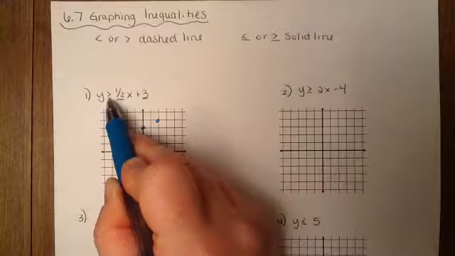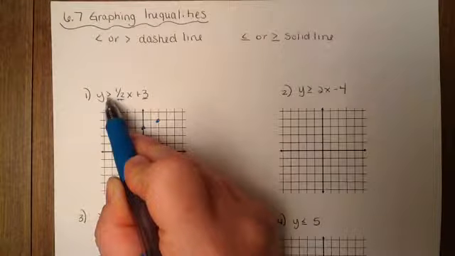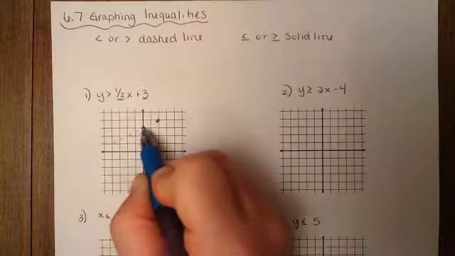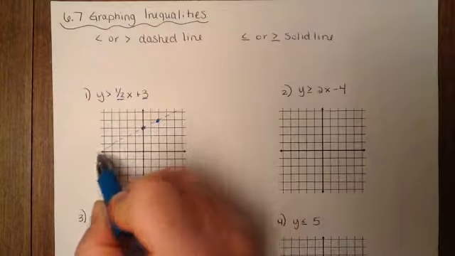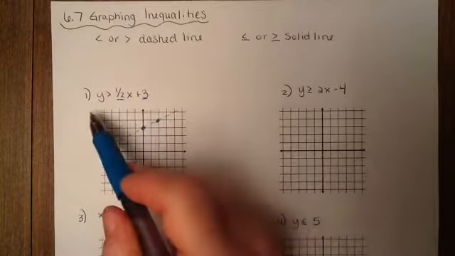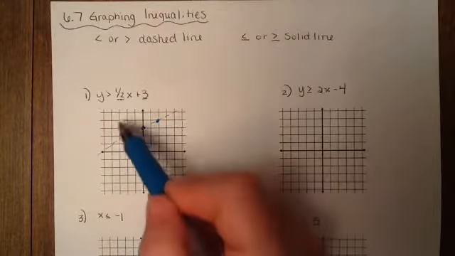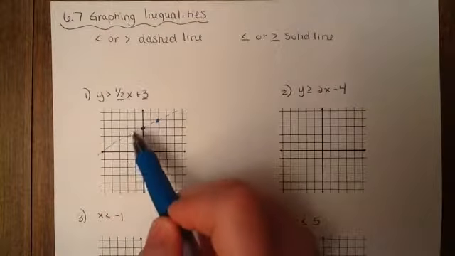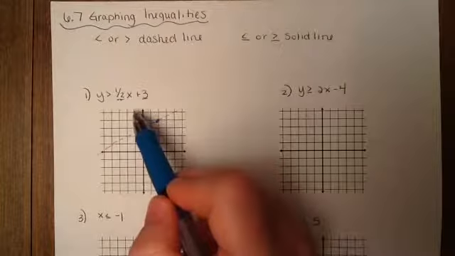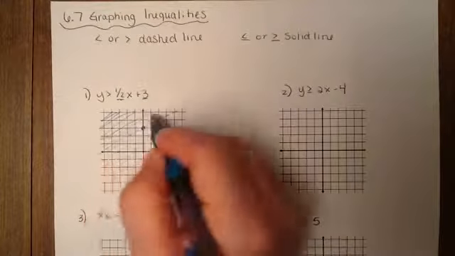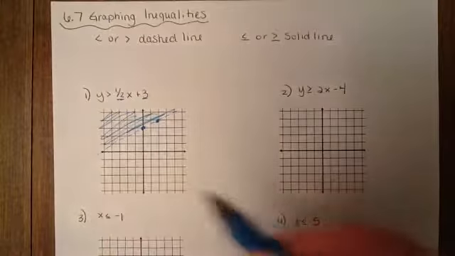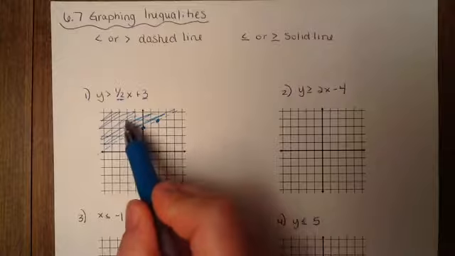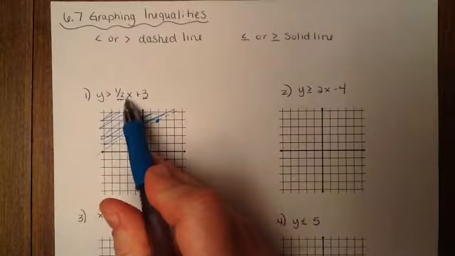This is y is greater than, so what type of line will you connect it with? Dashed or solid? Solid. Okay. Now the last thing you have to decide is how you shade. Are you going to shade above or below? Now this is y is greater than, so greater than would go above. Greater than goes above, less than goes below. So anything above would be a solution. Any point up here would work.